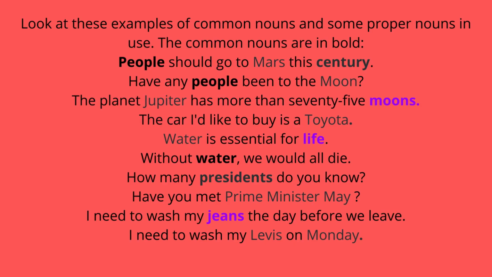Look at these examples of common nouns and some proper nouns in use. The common nouns are in bold. People should go to Mars this century. Mars is in bold, so it is a proper noun. Have any people been to the moon? Here, moon is written in bold, so it is a proper noun. The planet Jupiter has more than 75 moons. Here Jupiter is written in bold, so it is a proper noun. The car I would like to buy is a Toyota. Here Toyota is a proper noun.